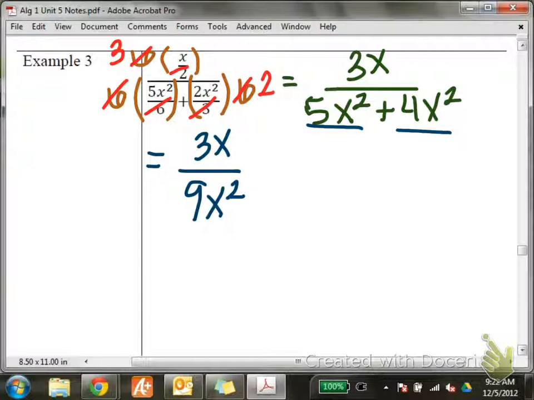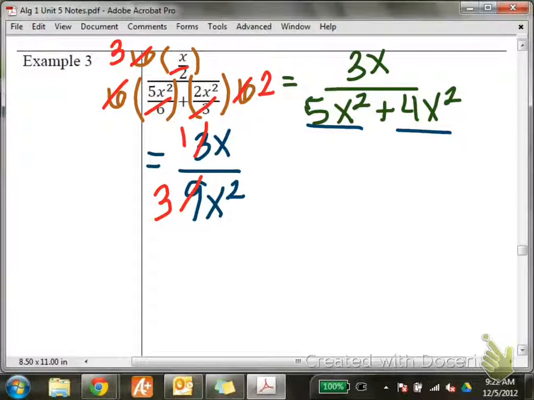A couple of you are seeing it, that we are not done yet. We can still do some reducing. Take a look at the 3 and the 9. 3 and 9 both reduce, right? By what? By 3. So 3 goes into 3 once, and 3 goes into 9 3 times. So I have a 1 up here.